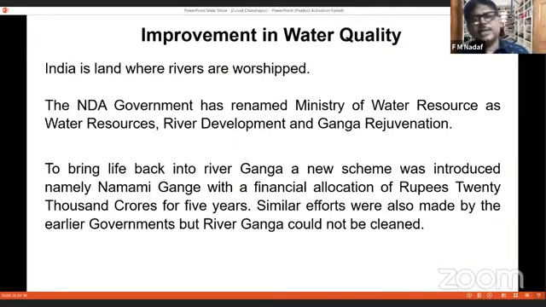Not only was there a reduction in carbon emission, an improvement in air quality, and a reduction in noise levels, but also an improvement in water quality. River Ganga, a very holy river to all of us. The Government of India has been spending crores and crores of rupees to purify River Ganga. The present government has renamed the Ministry of Water Resources as Water Resources, River Development and Ganga Rejuvenation, and made an allocation of 25,000 crores for the purification of River Ganga.